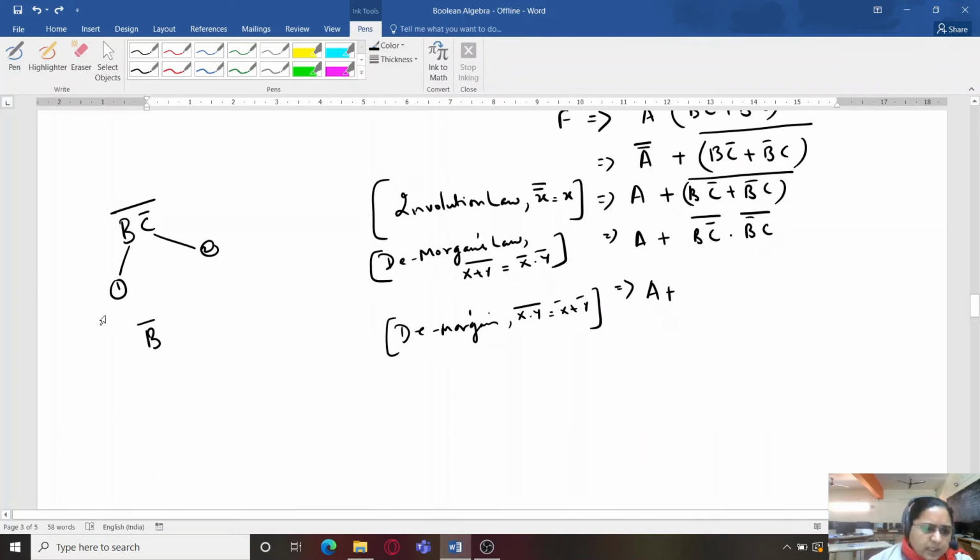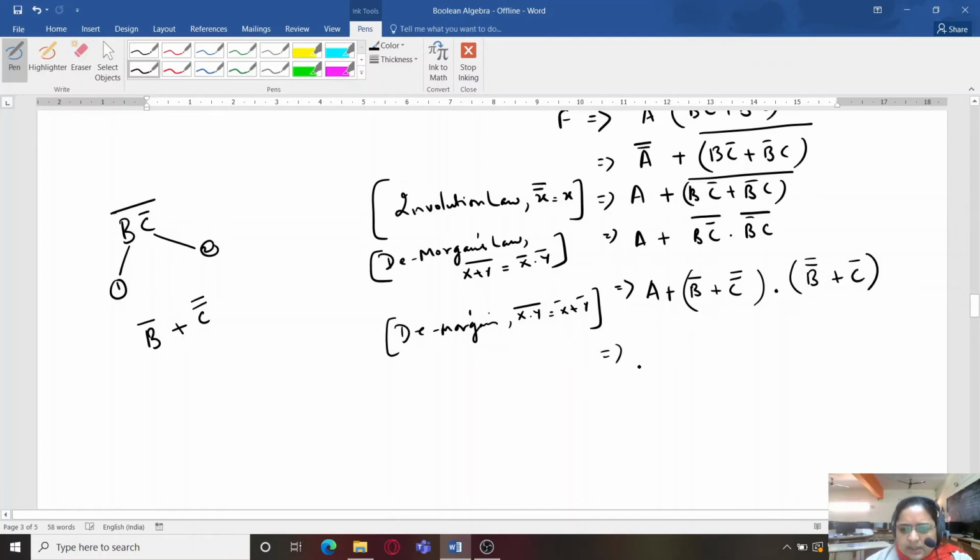It will be b complement plus complement of c complement. So I'll be writing it like this, b complement plus complement of c complement, and this is already dot, here also it will be complement of b complement plus c complement. Now after this again I'll be using involution law to open these two, so I will write it here.